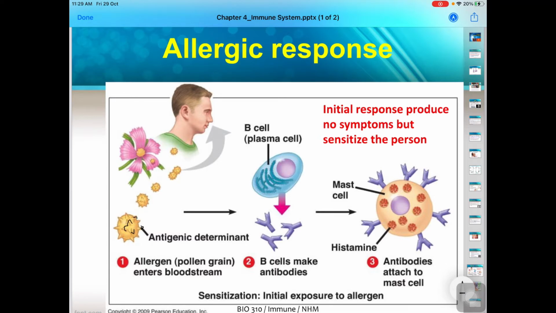When this allergen enters our bloodstream, what happens? Our body will recognize there is a foreigner, an intruder inside our system. So our immune response will be activated, and the plasma cell will start making antibodies.